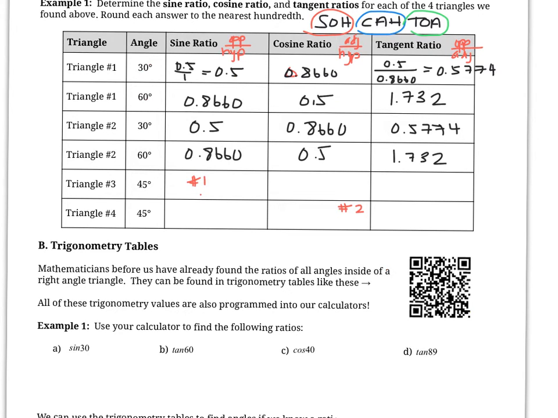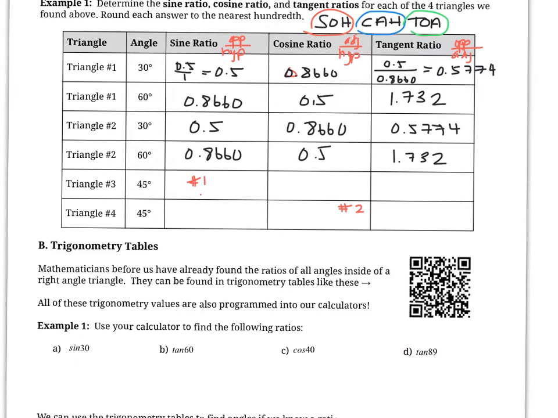So they don't just have 30 and 60 degrees, they have all the angles between 0 and 90 degrees. Also lucky for us, all of those tables are programmed right in our calculator. So if we just punch in sine of 30, we should get 0.5. And if we punch in tan of 60, we should get 0.5774.